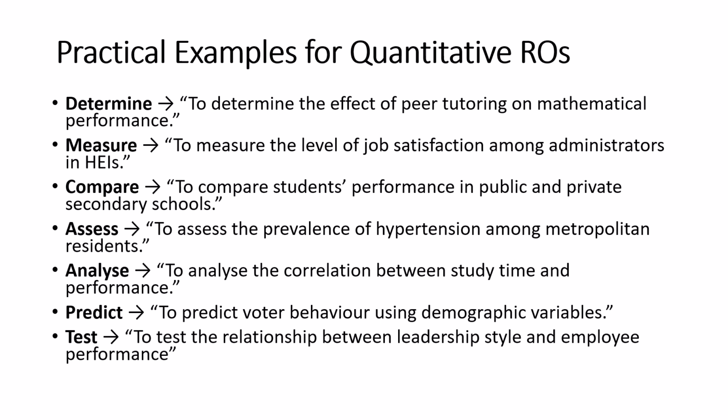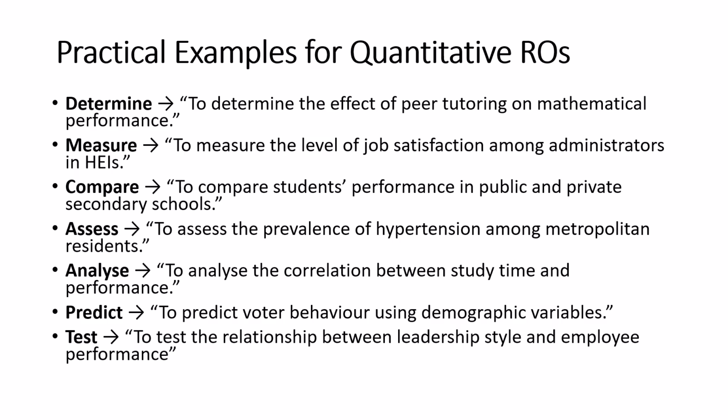For example, if you want to predict voters' behavior using demographic variables, talking about men, women, the single, the married, the widowed, the divorcees, the separated people, you are going to use some statistical analysis to predict the behavior, whether negative or positive, that will now lead to your accepting or rejecting the hypothesis.